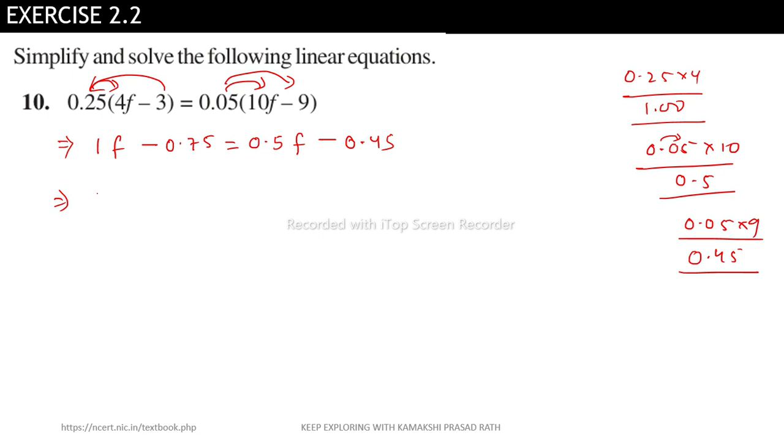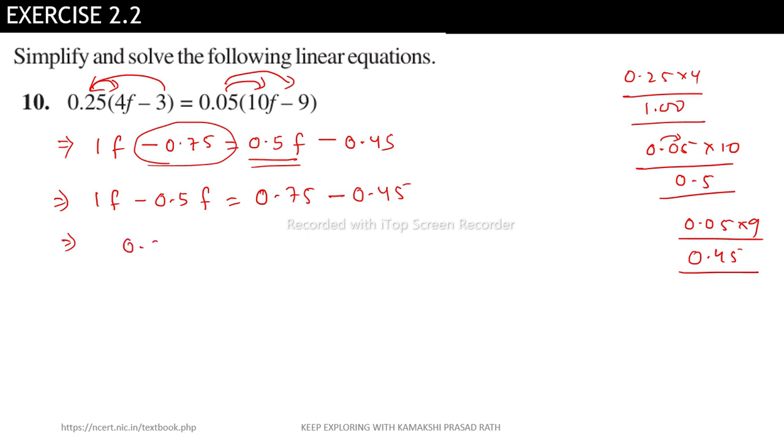Now let's do the shifting part. So 0.5f becomes minus 0.5f. Negative 0.75 becomes 0.75 minus 0.45. So 1f minus 0.5f, we have 0.5f. Now 0.75 minus 0.45, we get 0.30. To make the calculations easier, we can convert these decimals into fractions. So 0.5 can be written as 5 by 10 f, and 0.30 can be written as 30 by 100.